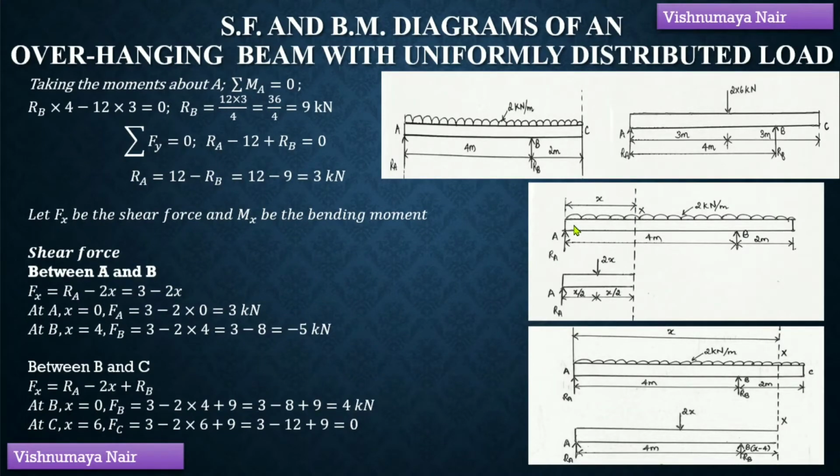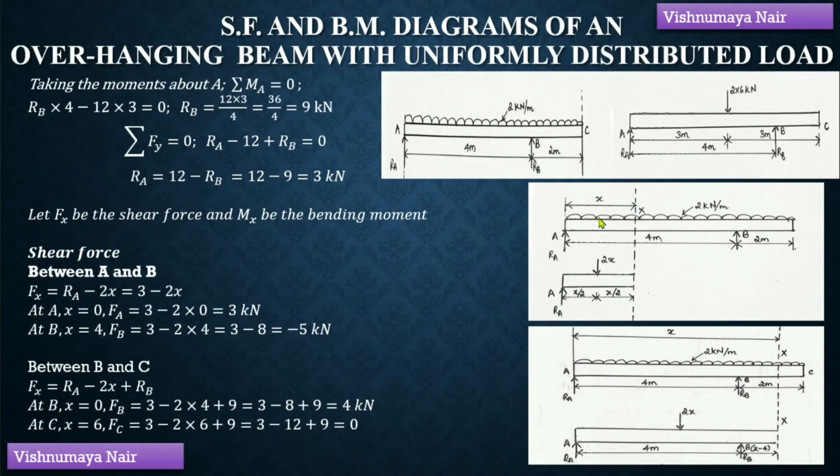Let's now find out the shear force and bending moment values along the length of this beam. For that, let's consider a section at a distance of x meters from the end A. The shear force and bending moment at this section can be found out by considering either the left portion of the section or the right portion of the section. Let's consider the left portion of the section. On the left portion of the section, we have a reaction force and a UDL of length x meters.